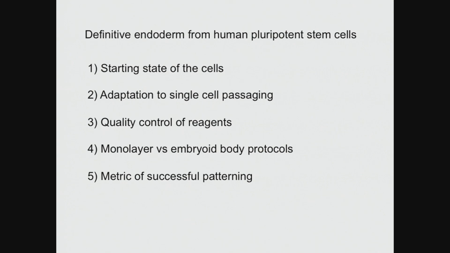So what are the important things to consider? The starting state of your cells. Marianne is the expert on this, but the starting state of the cells is really important. If you have cells that have a bad karyotype or are very differentiated, not behaving well in culture, this is unlikely to perform well in a differentiation protocol.